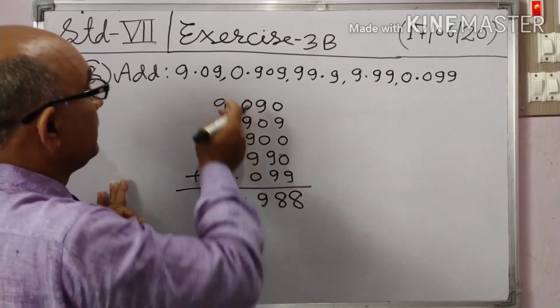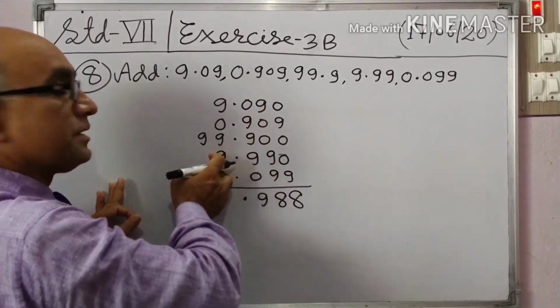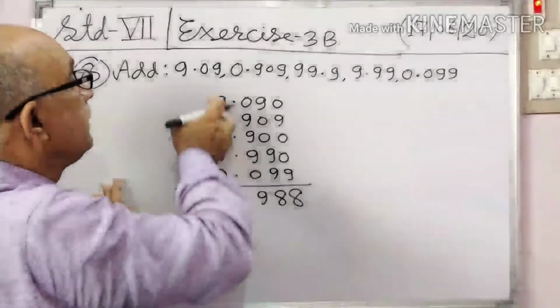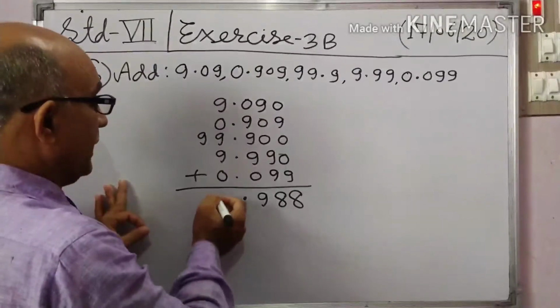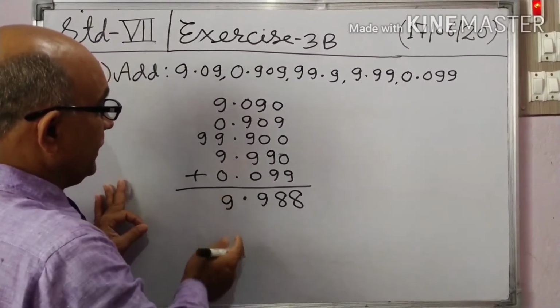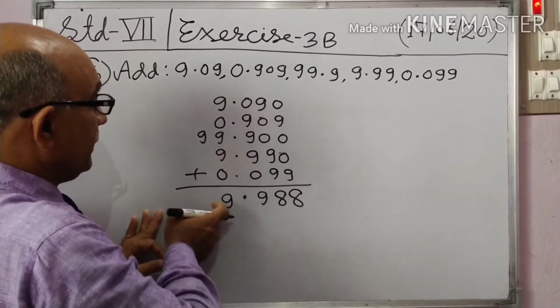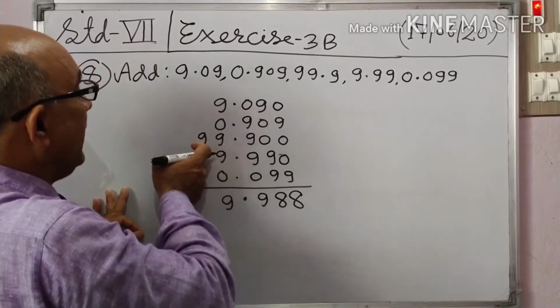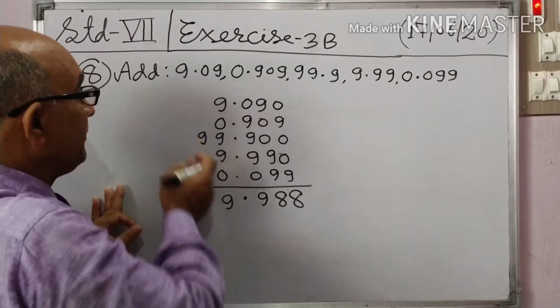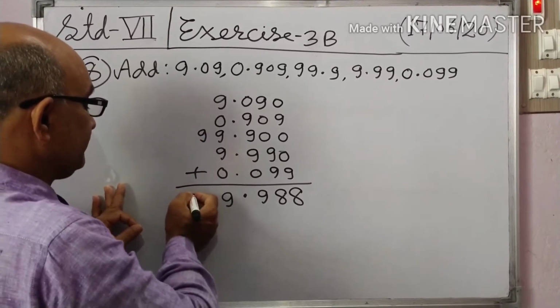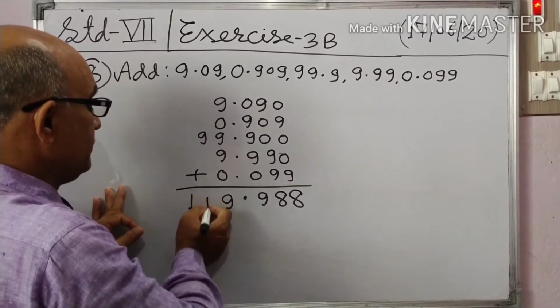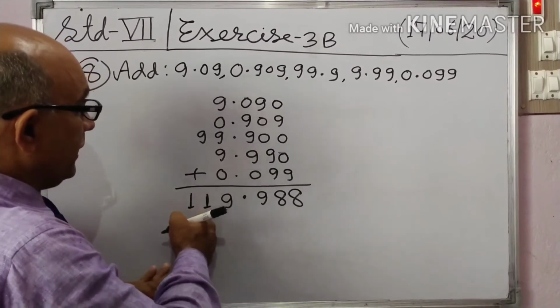Carry 2. Decimal. 9 plus 9 plus 9, 27 plus 2, 29. 29 of 9. Carry 2. 9 plus 2, 11.